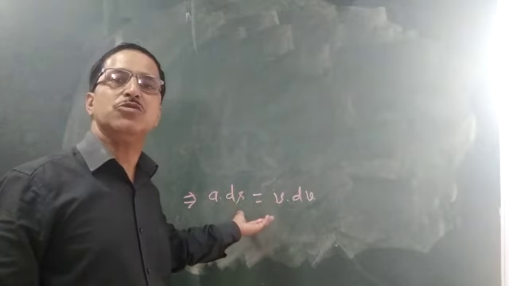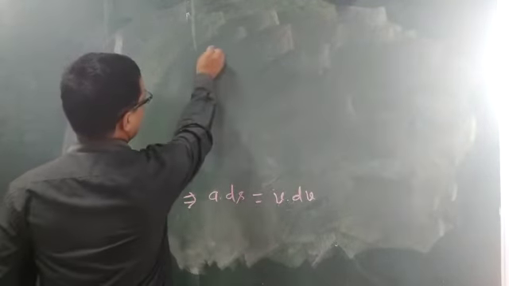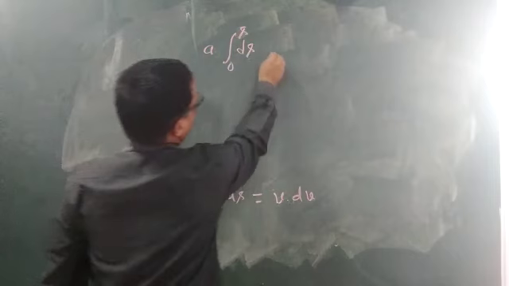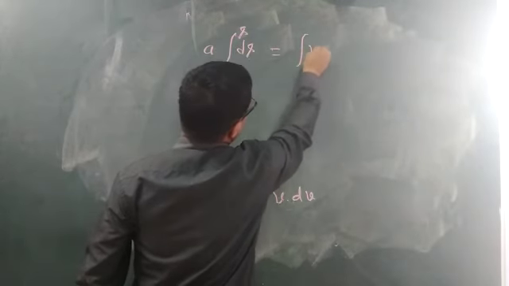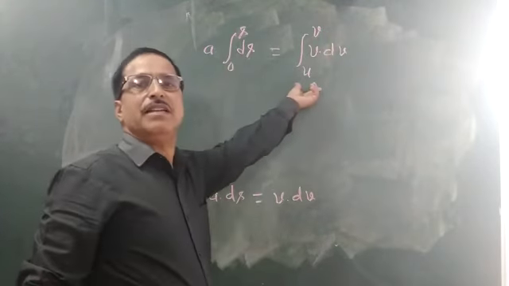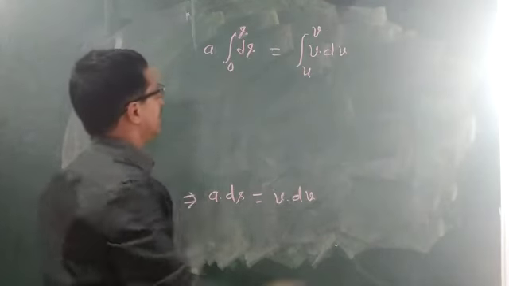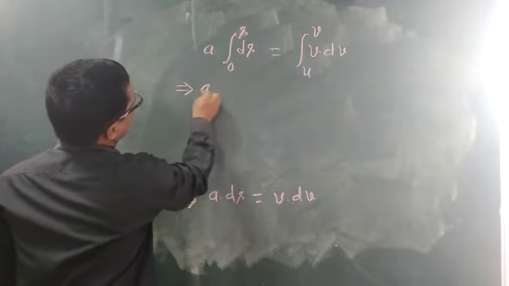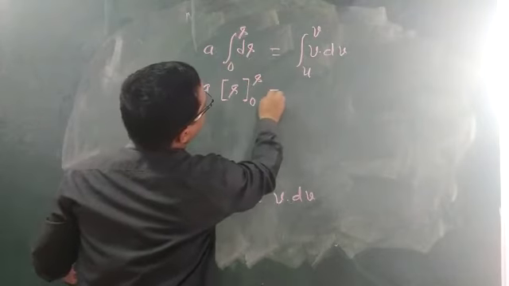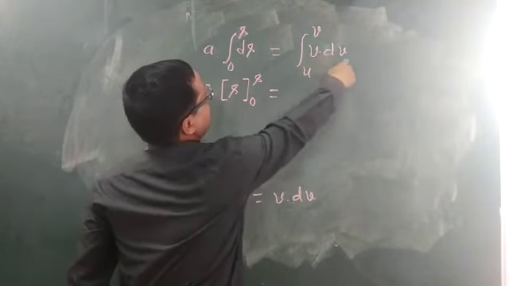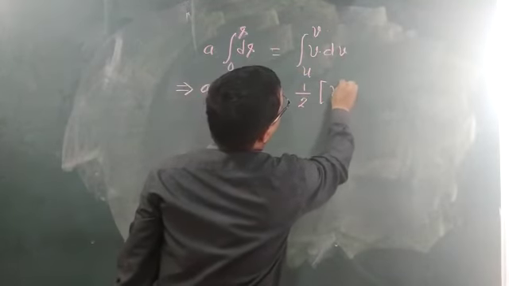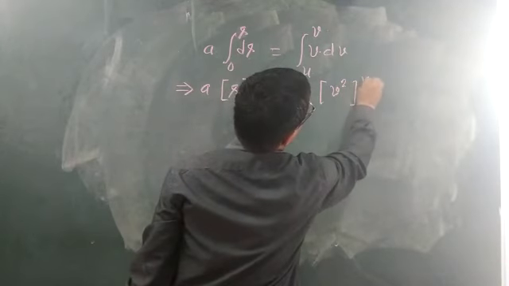Now integrate this equation between the suitable limits. So we get a into integration of ds between the limits 0 to s equal to integration of v dv between the limits u and v, where u is the initial velocity and v is the final velocity of the particle. This gives a into integration of ds is s between the limits 0 and s equal to integration of v dv is v square upon 2, so I take half out, v square between the limits u and v.